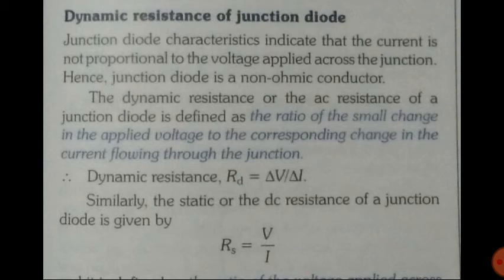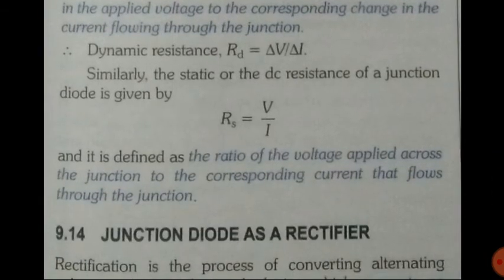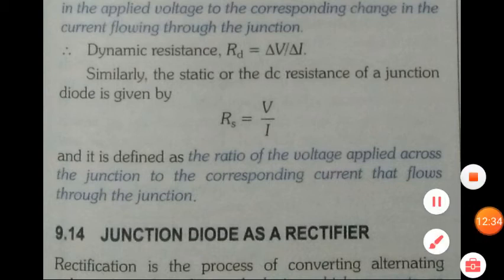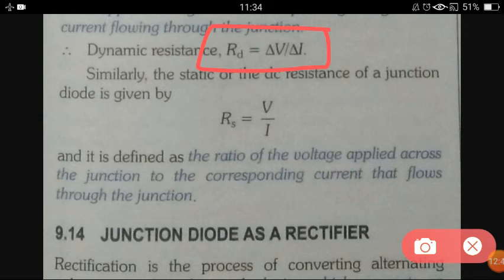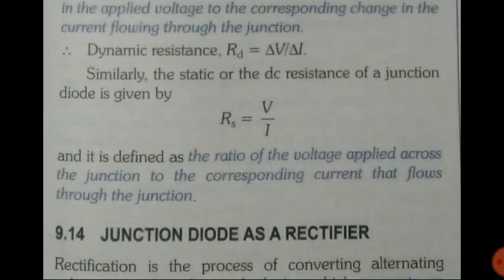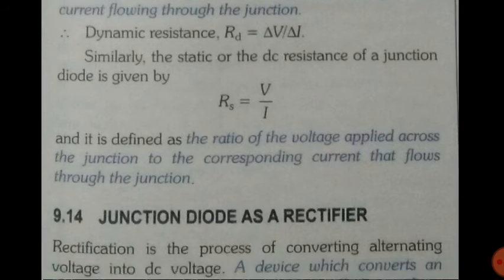The dynamic resistance, or AC resistance, of a junction diode is defined as the ratio of a small change in the applied voltage to the corresponding change in the current flowing through the junction. So dynamic resistance RD is represented by del V upon del I, where del V is the change in voltage and del I is the change in current. Similarly, static resistance, or DC resistance, is simply V upon I, defined as the ratio of the voltage applied across the junction to the corresponding current that flows through the junction.